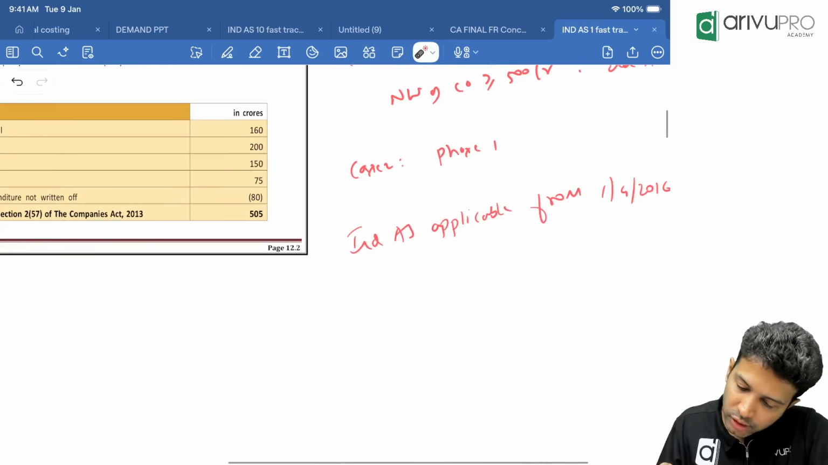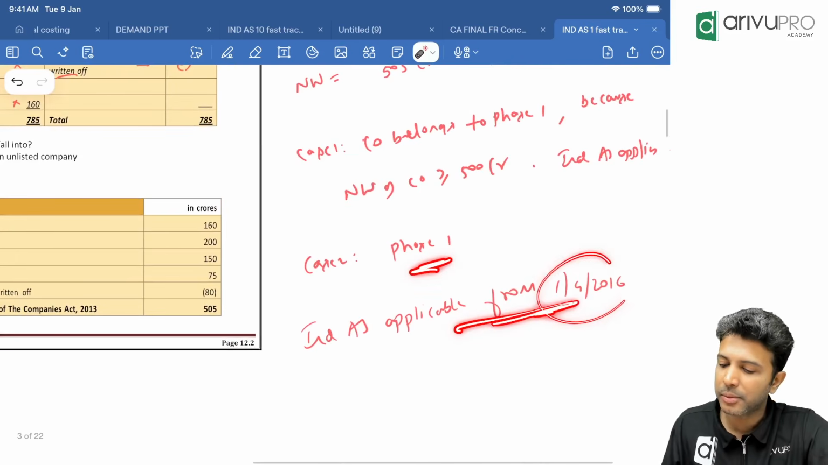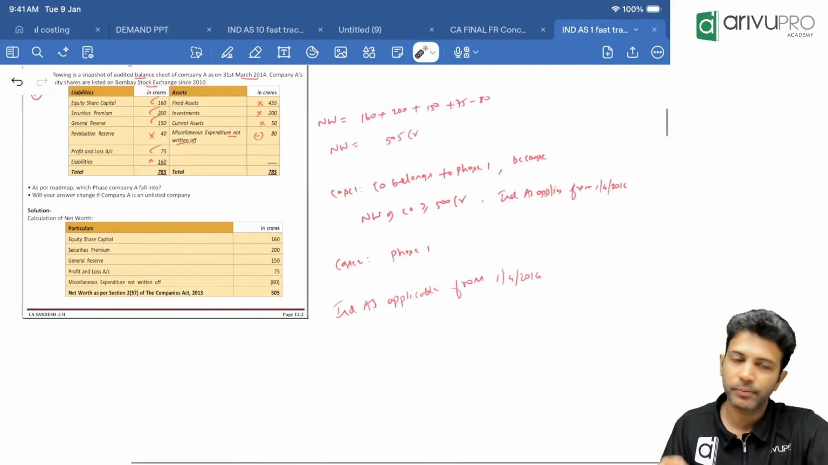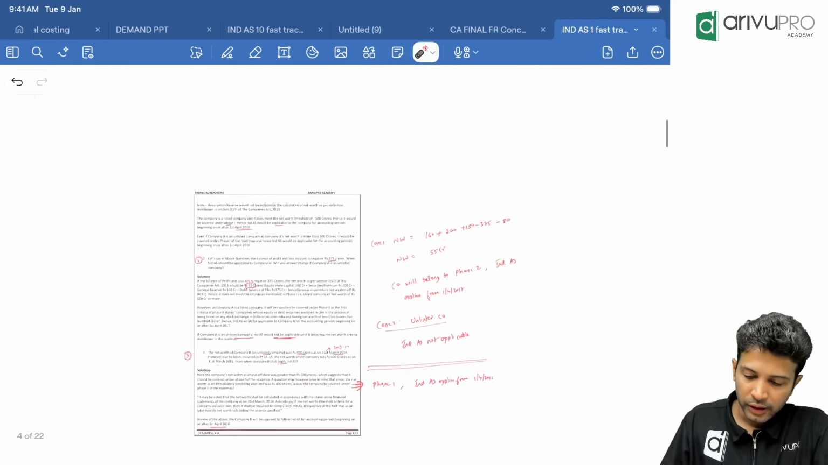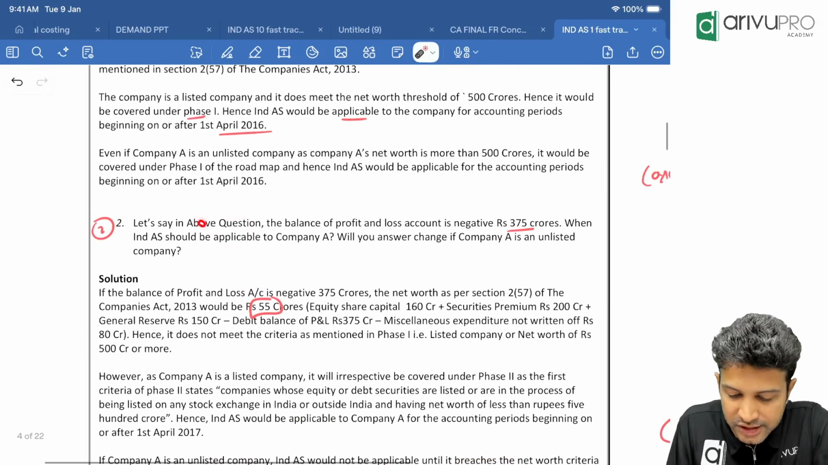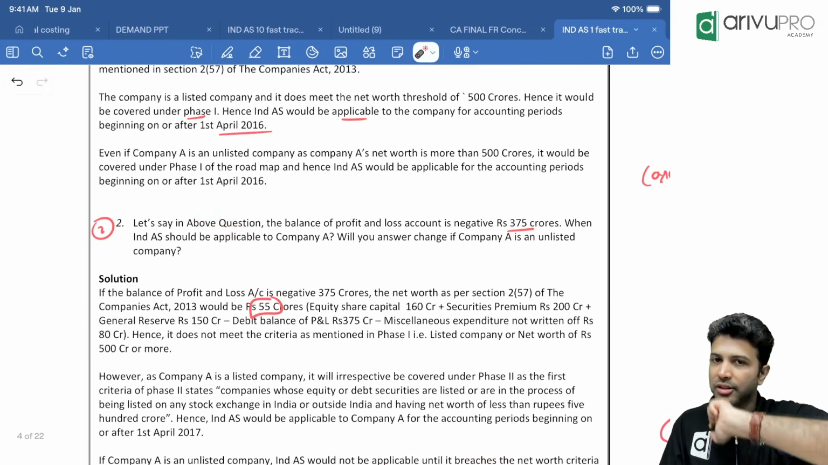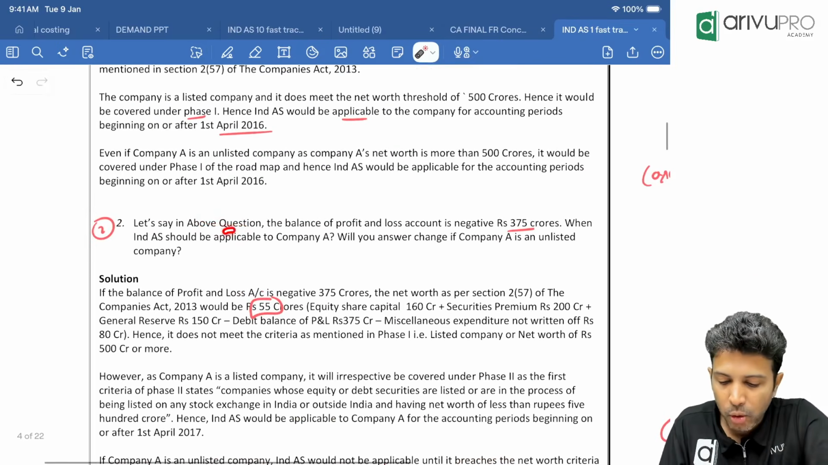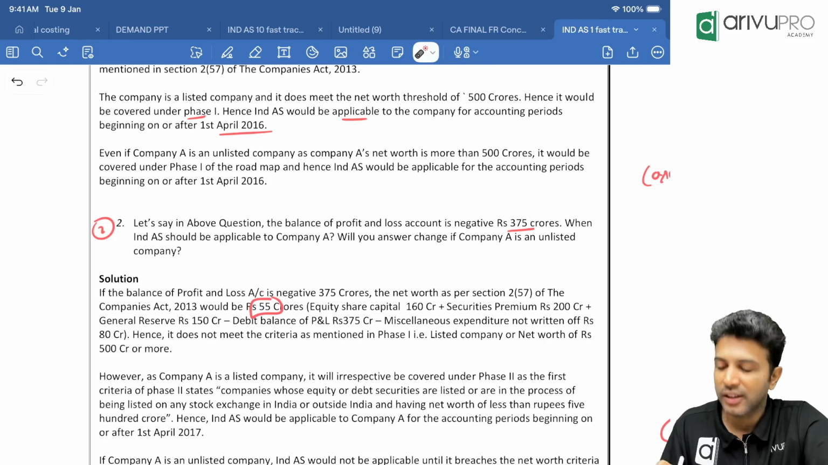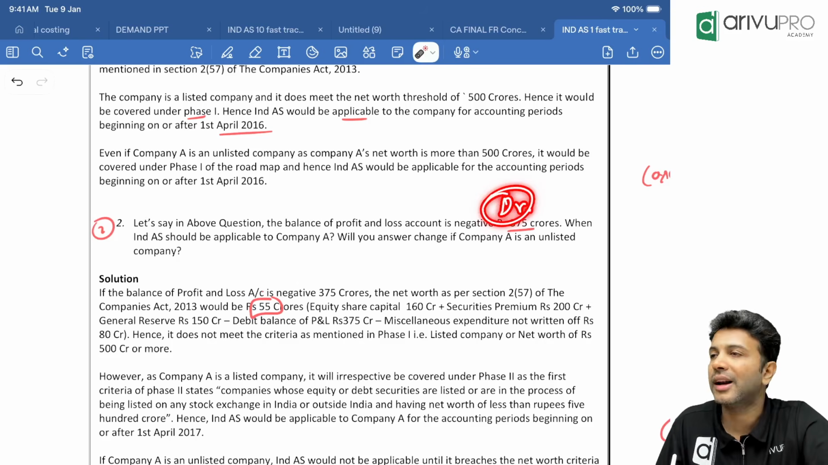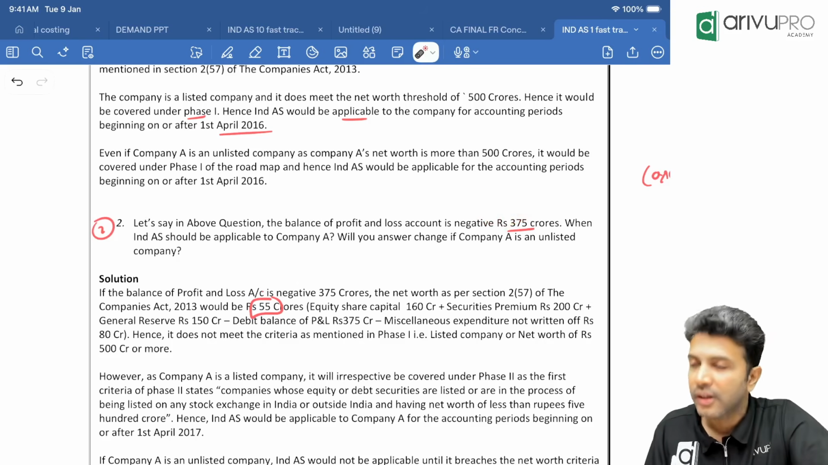In case 2 also, you come under phase 1. Ind AS is applicable from the same date. No change. That's all for this problem. Move on. Okay. Second, next question. Let's say they've taken the above question and done some modification here. Now they are saying P&L does not have a credit balance. It has a debit balance of 375 crore.